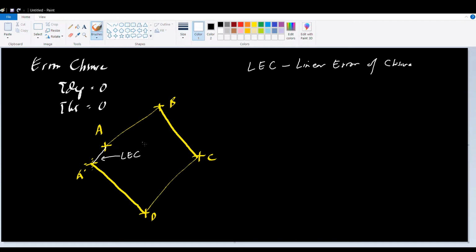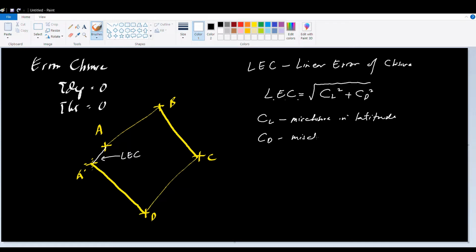So what we are going to do is get the magnitude of the linear error of closure as well as its direction. Now, the linear error of closure is simply the square root of CL squared plus CD squared. What does CL stand for? CL is the misclosure in latitude, and CD is the misclosure in the departure. So if both CL and CD are equal to 0, no adjustment is necessary.